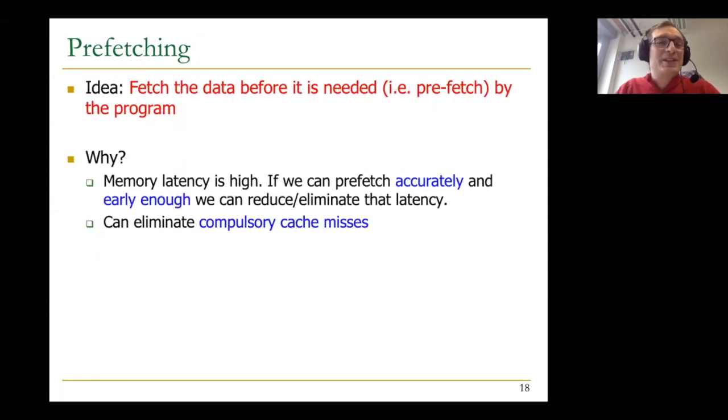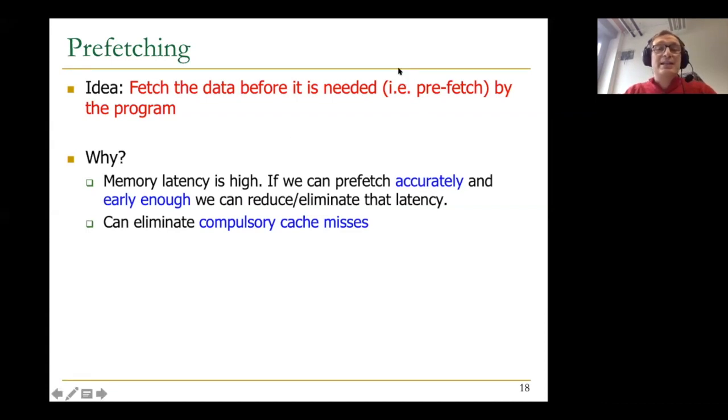Okay, so what is prefetching? The idea, as you already know, is to fetch the data before it's needed by the program. This is called prefetching because of that reason, or preloading in earlier works. Essentially, why do we do it? Because memory latency is high. If we can prefetch accurately and early enough, we can reduce or eliminate that latency for a given request or for all requests in the ideal case, clearly.